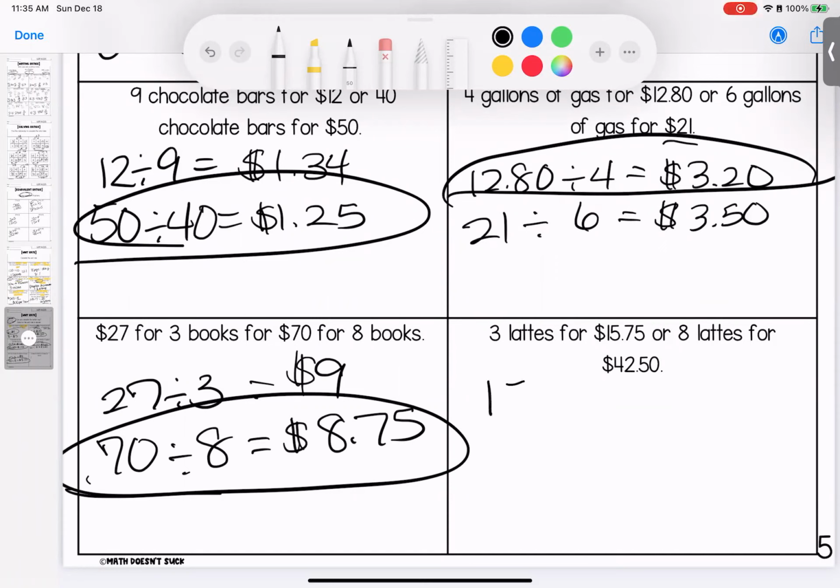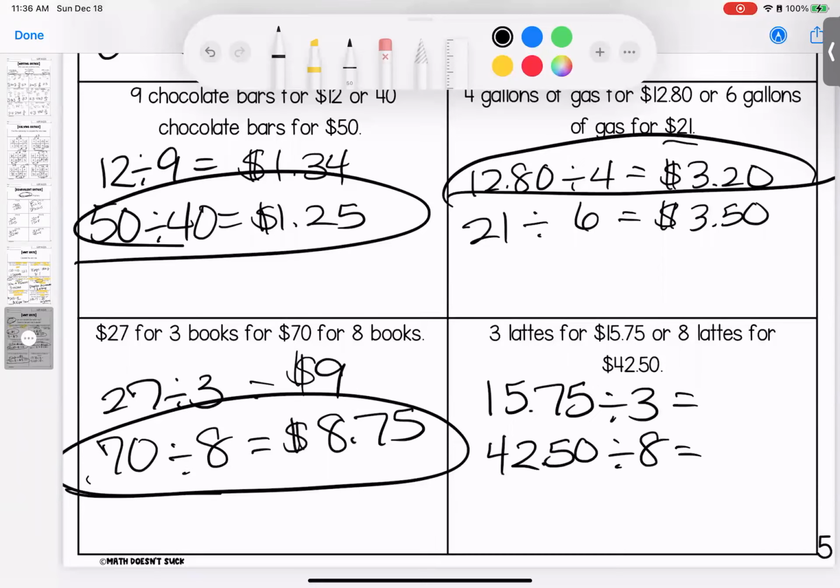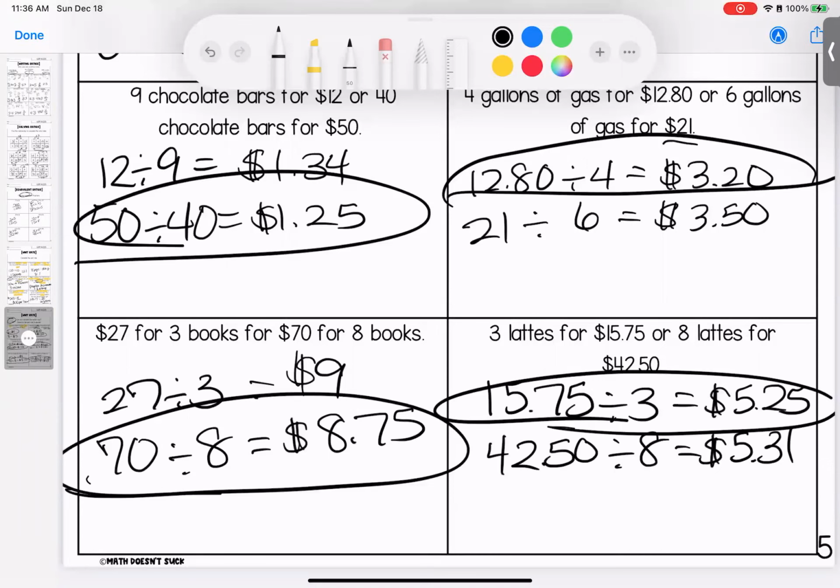And then we're spending $15.75 for 3 lattes and $42.50 for 8 lattes. So we need to figure out the cost per latte. We're going to do that by dividing. This has a $5.25 cost per latte. And then our second one has a $5.31 rounded cost per latte. So the 3 are going to be the better buy. Any questions? Bring them to class.